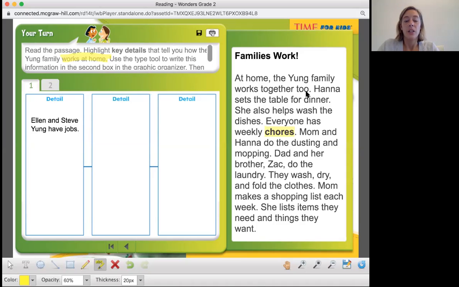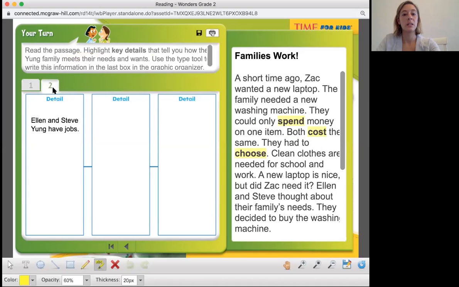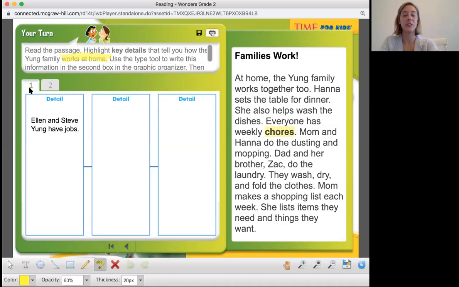All right, so let's talk about... okay, sorry, I had to reread that again. So let's talk about the way that the Young family works at home. So I want you to pause the video and I want you to just think, we're not gonna write anything down yet, just think in your head about the ways the Young family works at home. Everybody, pause the video, do that now.